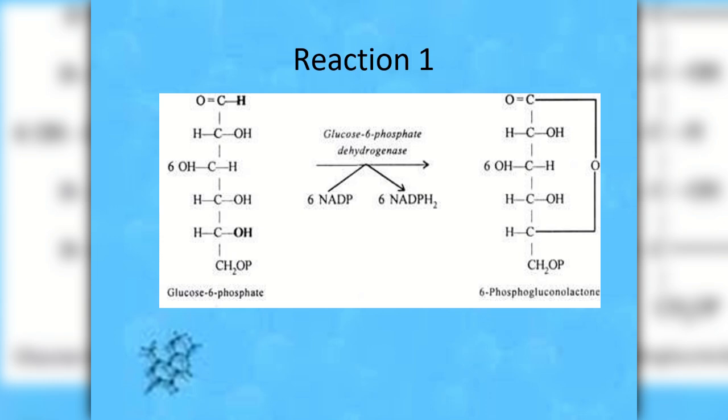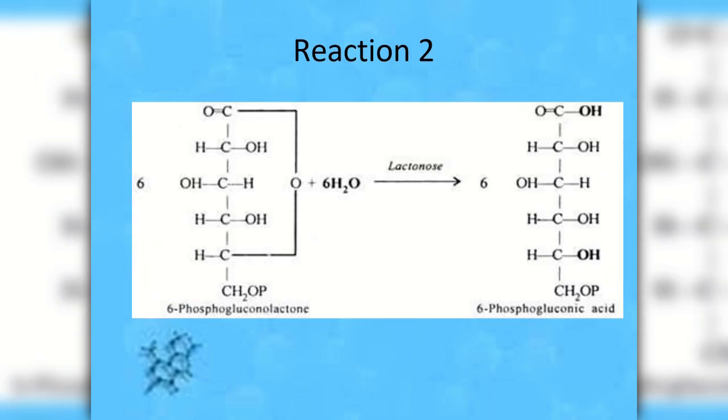Reaction 1. 6 molecules of glucose 6-phosphate in the presence of coenzyme NADP are converted, or oxidized, into 6 molecules of 6-phosphogluconolactone by the enzyme glucose 6-phosphate dehydrogenase. Here, 6 molecules of NADP are reduced in the reaction, which is reversible.